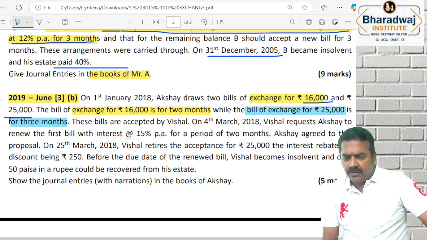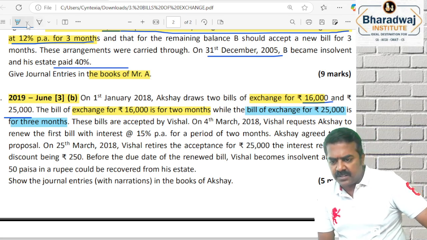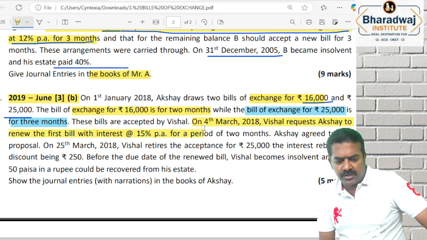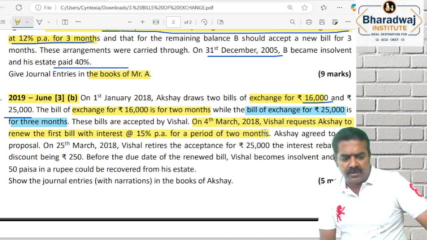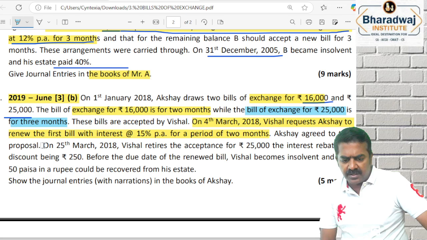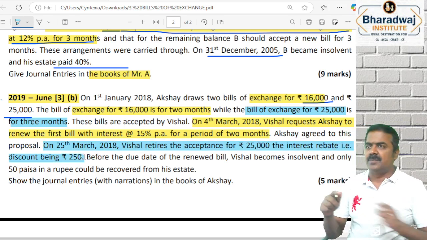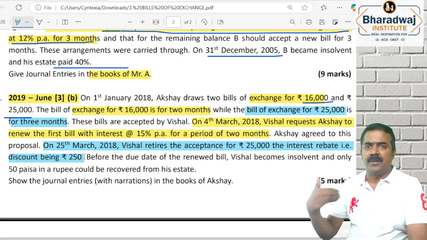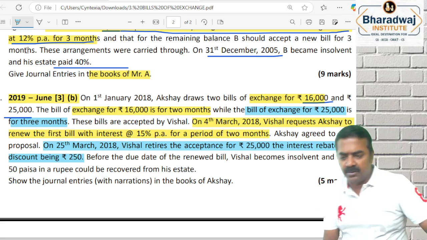First bill is renewed on 4th March. First bill is renewed for a period of what? 2 months. Then on 25th March, second bill is retired at a rebate of 250. They are asking to extend the first bill. What are they asking for the second bill? Early payment, with 250 rupees rebate given.